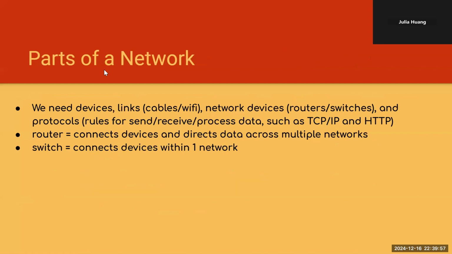So what are the parts of a network? We need devices, links like cables and Wi-Fi, network devices like routers and also switches, and also protocols, which are basically rules for sending and receiving data, like TCP, IP, and also HTTP. So a router basically connects devices and directs data across multiple networks, while a switch connects them within one network.